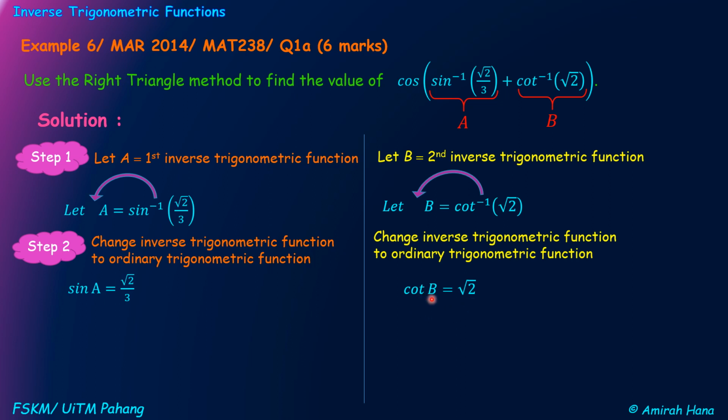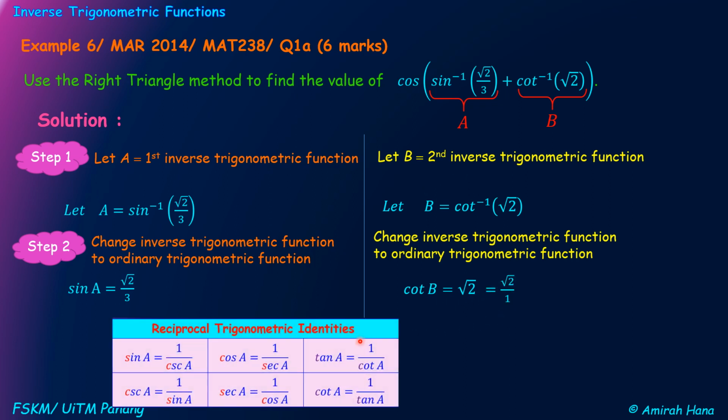From cot B, we can also write sec2 over 1. And from reciprocal trigo identities, cot equals 1 over tangent, or tangent equals 1 over cot. So cot B equals 1 over tangent B. We can write tangent B equals, we just exchange numerator and denominator from cot B here, so we can write 1 over sec2.